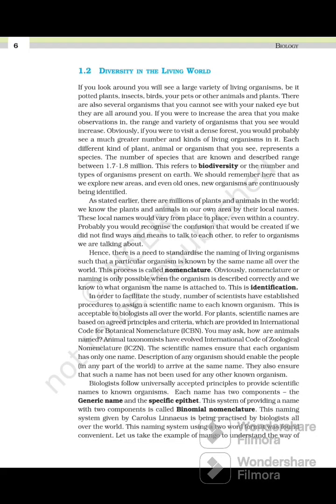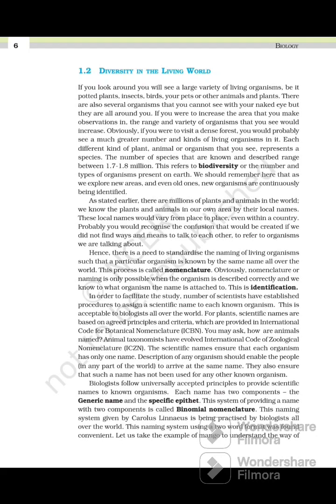Description of any organism should enable people in any part of the world to arrive at the same name. They also ensure that such a name has not been used for any other known organism. Biologists follow universally accepted principles to provide scientific names to known organisms. Each name has two components, the generic name and the specific epithet. The system of providing a name with two components is called binomial nomenclature. This system given by Carolus Linnaeus is being practiced by biologists all over the world.